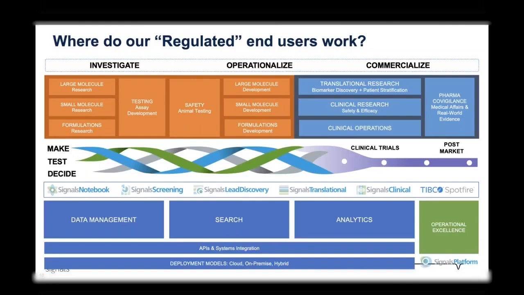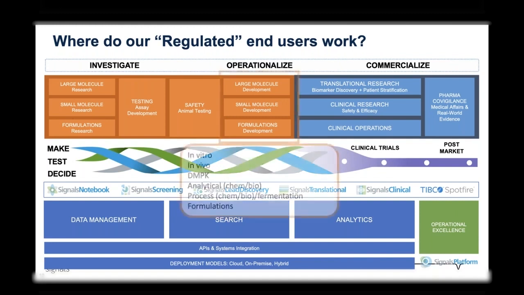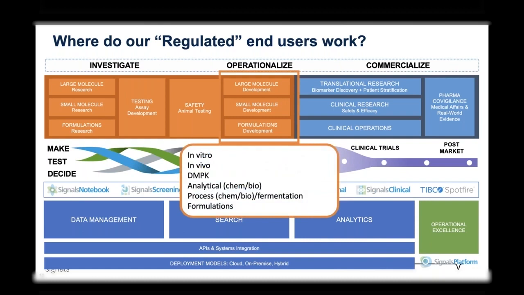And then when we talk about our regulated environment, historically, we've done a lot of work with early pharmaceutical and industrial chemistry research, so large molecule, small molecule formulations research. What we're talking about here are scientists working predominantly under GLP, a little bit of GMP, in that development, midstream development space. So large molecule development, small molecule development, formulations development. Other groups like in vitro, in vivo, DMPK, process chemistry, fermentation, and so on.